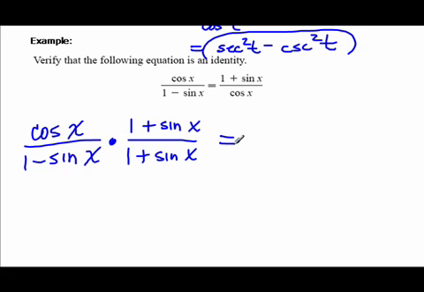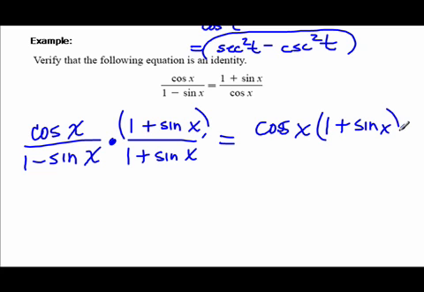Up top, don't be in a big hurry to use the distributive property. Up top, we're going to have cosine x times the quantity 1 plus sine x. Hey, look at the numerator of where I'm headed. Oh, 1 plus sine x. I got that. Let's keep going. What happens in the denominator? What is 1 minus sine x times 1 plus sine x?